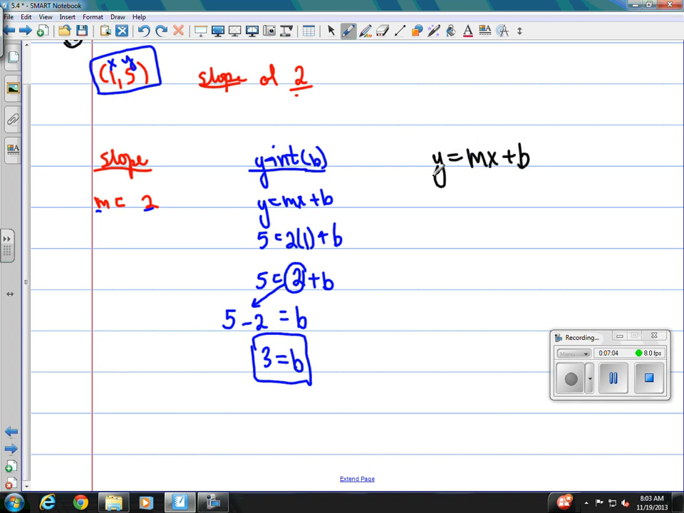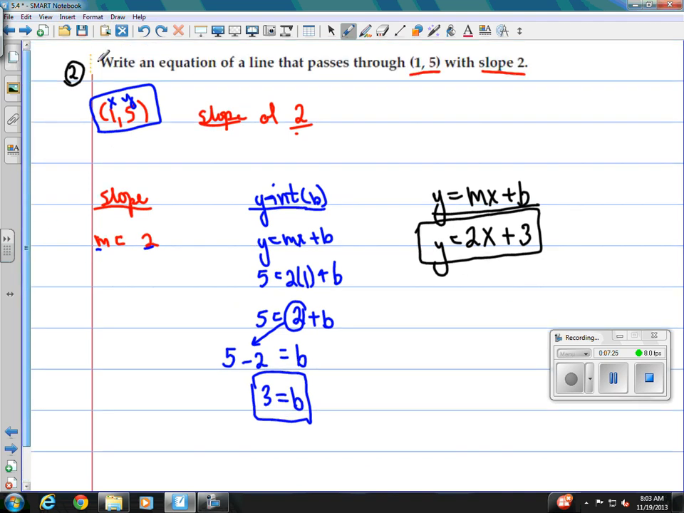So y and x are both going to stay variable. So y equals m is 2. Then we drop down our x because it stays a variable. Plus b is 3. And this is what we want. This is our final equation. There we go. So we wrote an equation given a point and a slope. Now let's look at our third example.